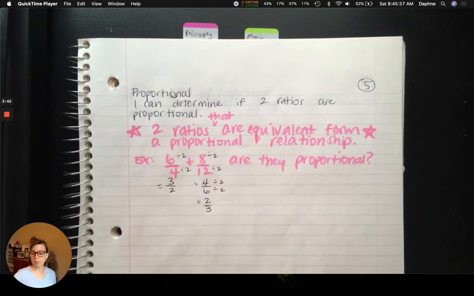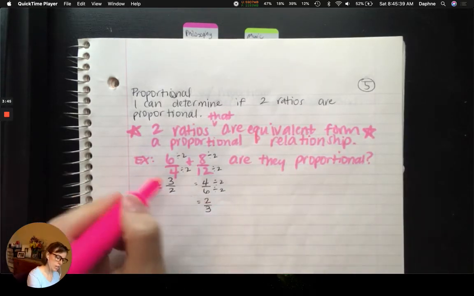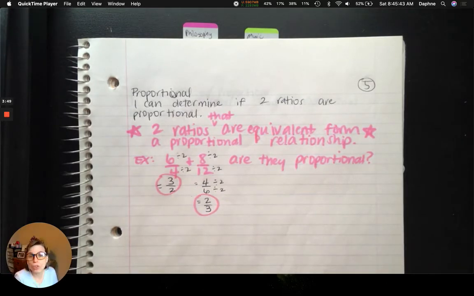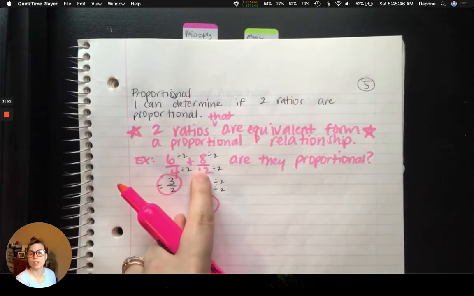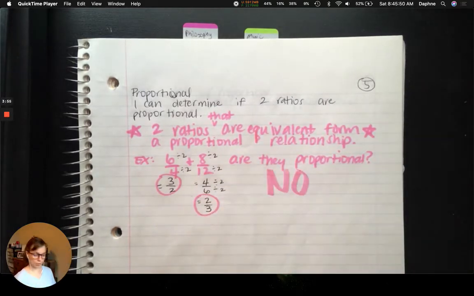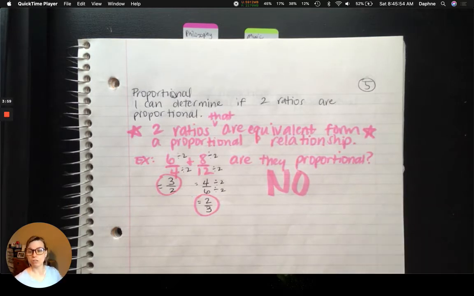Now, I'm going to be comparing. Is 3/2 the same as 2/3? No, these are not equivalent ratios, so they are not proportional. Put that big NO on there. That way you see this example first and foremost when you flip to this page. They are not proportional because they are not equivalent.